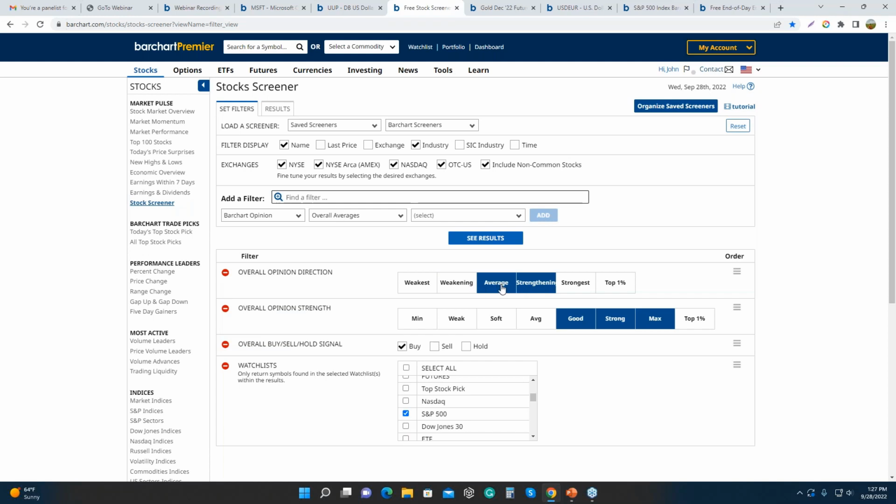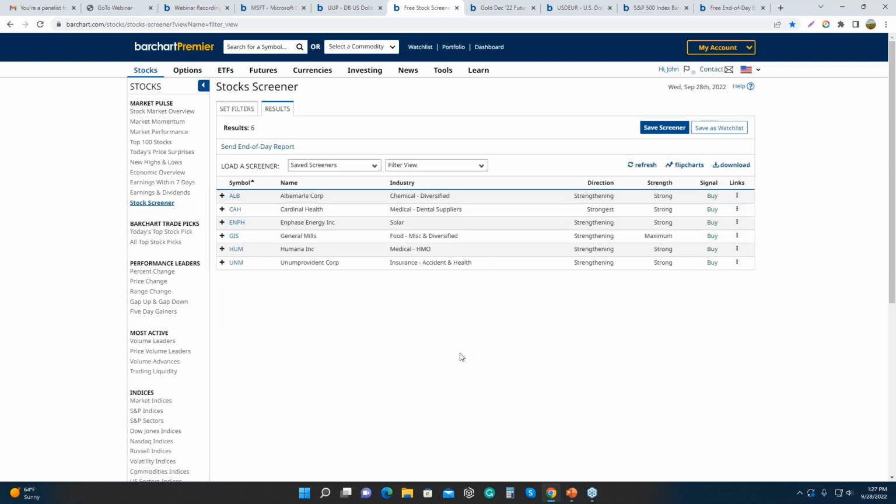Maybe that's not your style. Maybe you want to just look at the strongest, the top one percenters, and there's something maximum. You want to see strength across the board. And if I do that, notice the result: we get down to 6.